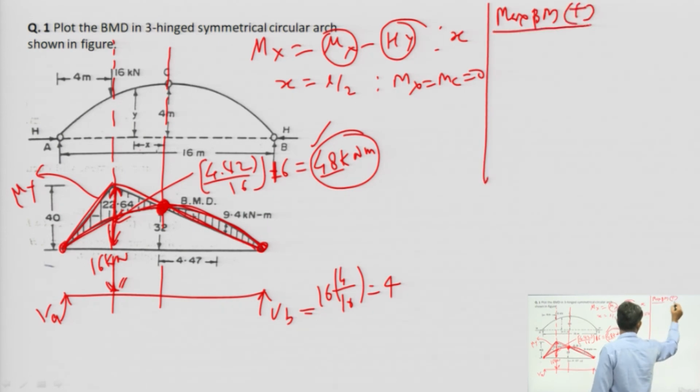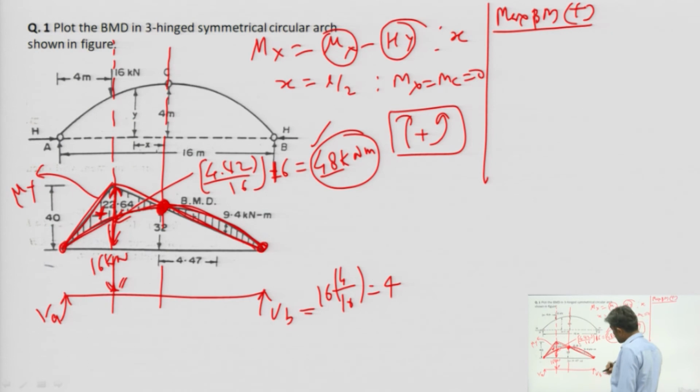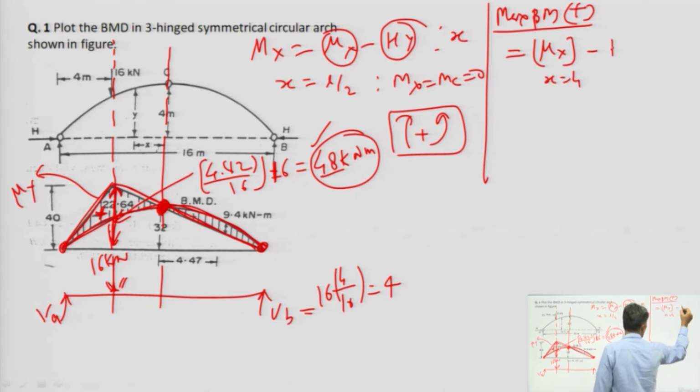So, positive bending moment, okay. If I am taking this as positive, sagging moment as positive, then what will be the maximum bending moment? It will be mu x at x is equal to 4 minus h into y at x is equal to 4.